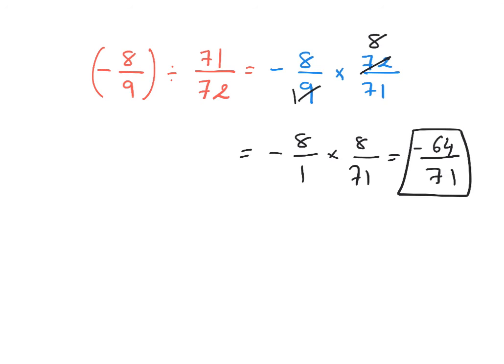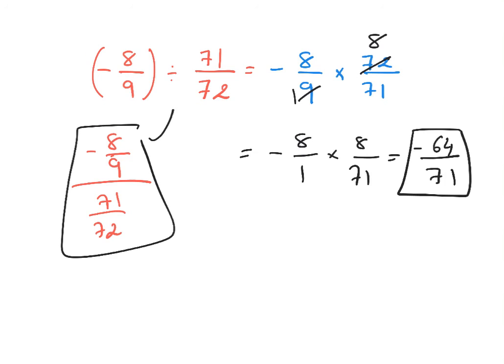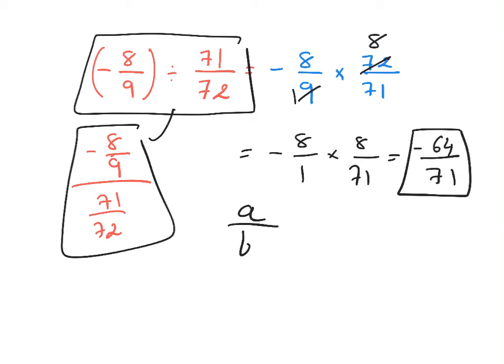We should keep in mind that division can be written with this symbol, or it can be written like this, 71 over 72. This is about the same thing. A over B is the same thing as A divided by B. So it's the same symbol.